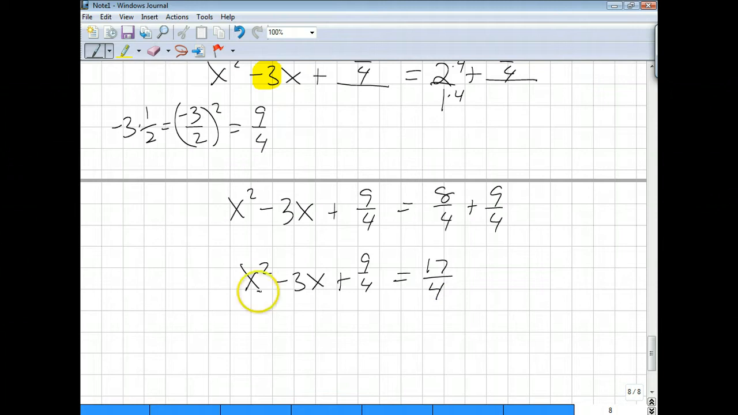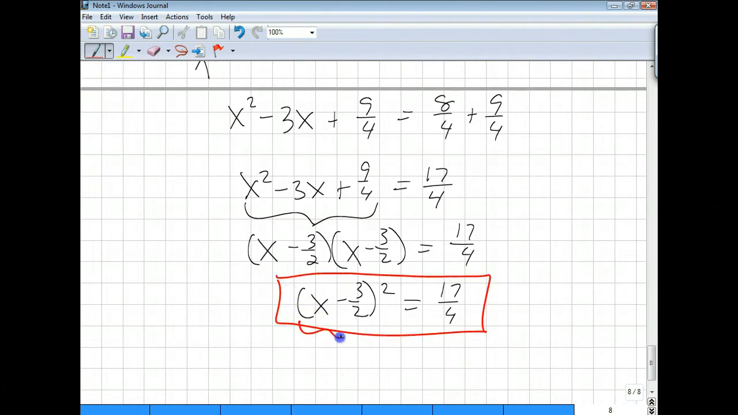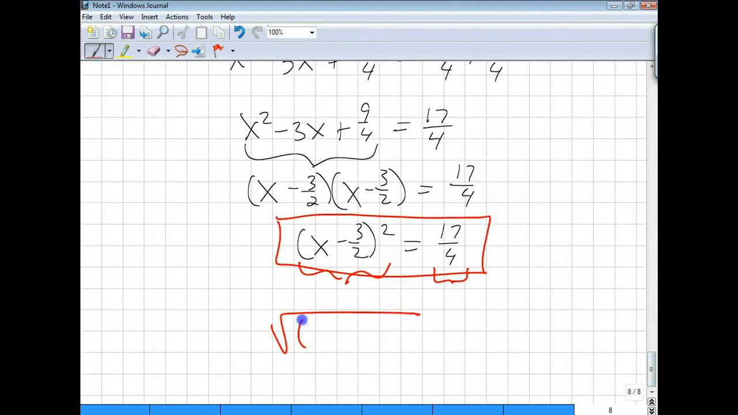Okay? Now I'm going to take this side and factor it. But remember, I forced it to be a perfect square, and the number that I squared is what it factors to. So it's going to be x minus 3/2 times x minus 3/2 equals 17/4. Or x minus 3/2 quantity squared equals 17/4. And remember, this was my goal, to get it written in this form. A perfect square here equals a constant. Now take the square root of both sides. Remember, on this side it's plus or minus.